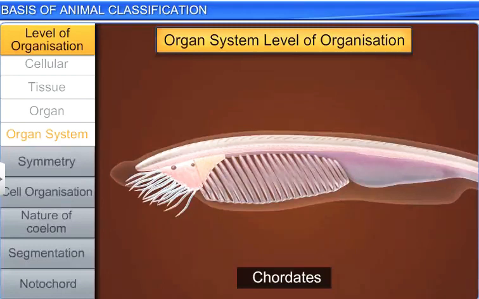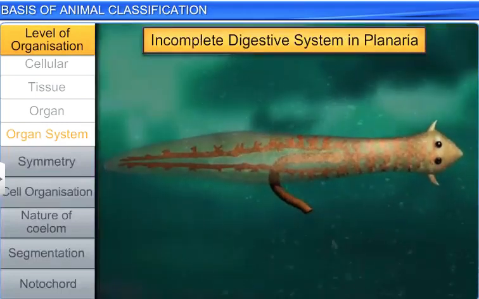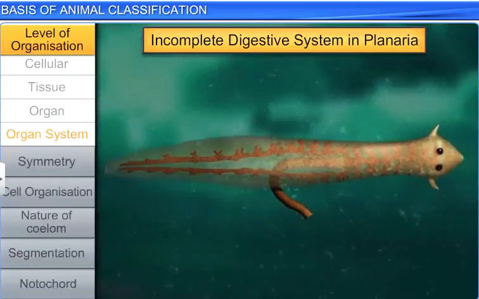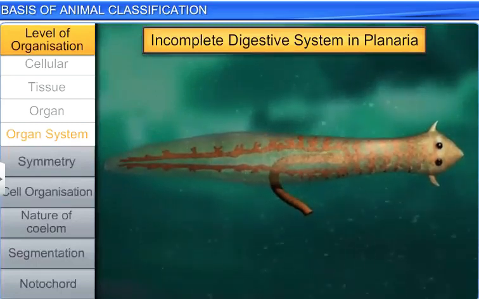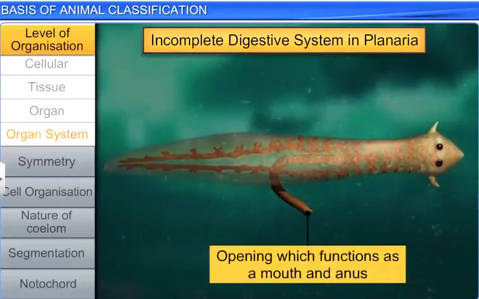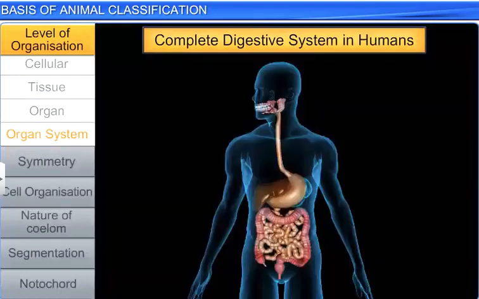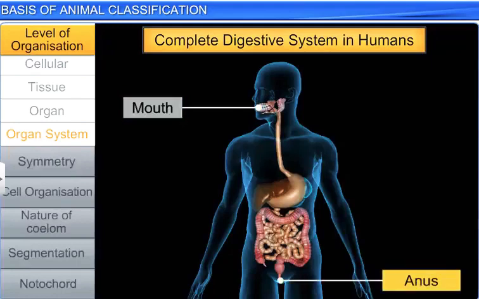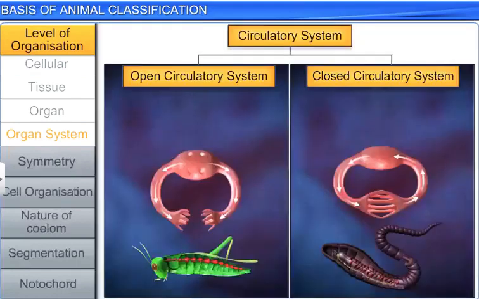Organ systems can also differ in complexity in various animal groups. For example, Platyhelminthes have an incomplete digestive system, where a single opening outside the body serves as both the mouth and the anus, whereas humans have a complete digestive system that has 2 openings, a mouth and an anus. You will also find 2 types of circulatory systems in animals: open and closed.